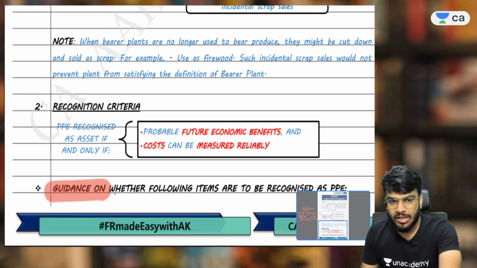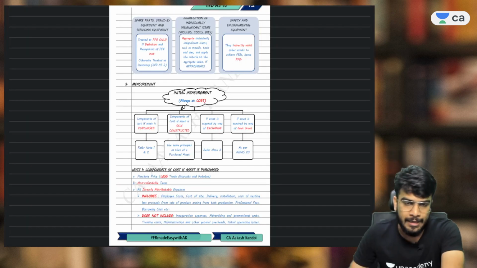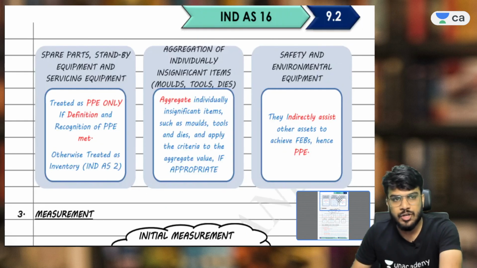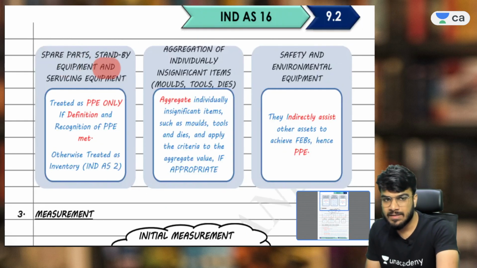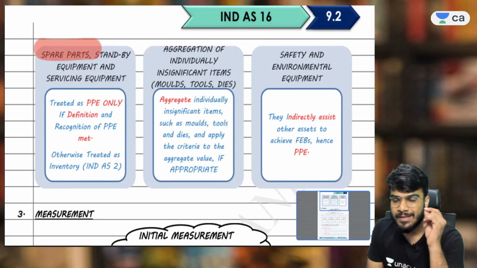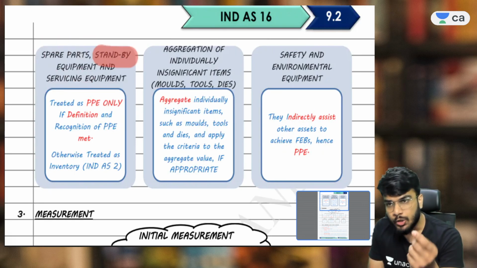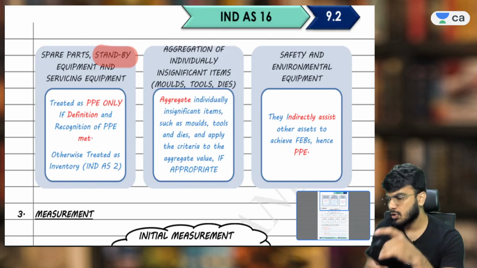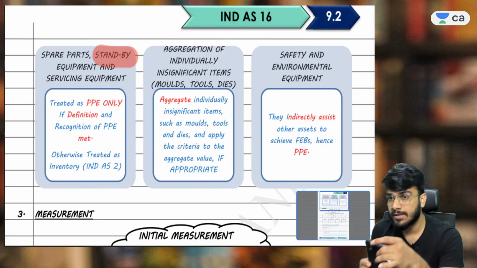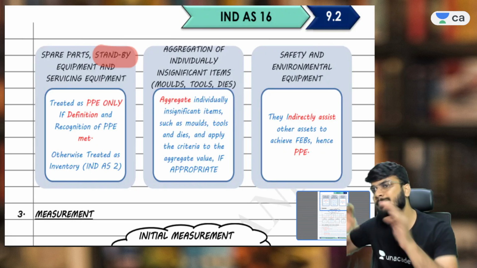Now there is certain guidance which has been provided in case of certain items. The first guidance which is provided is related to spare parts, standby equipment and servicing equipment. Whether if you have any spare part or standby equipment, should you classify it as PP? Let's say for example, I have a mobile phone, right? So most of my work is done through this phone. So I also have a spare mobile phone.